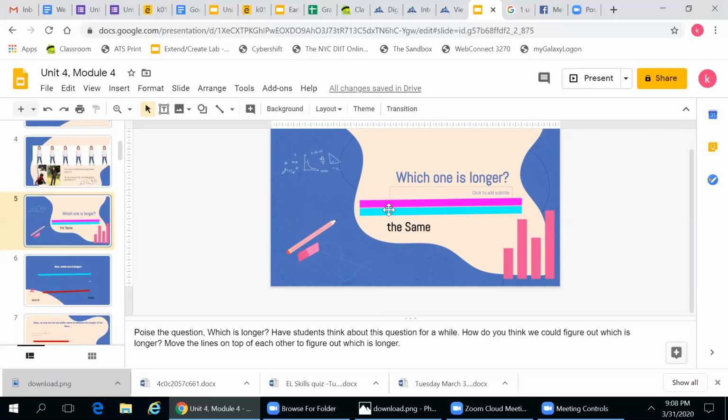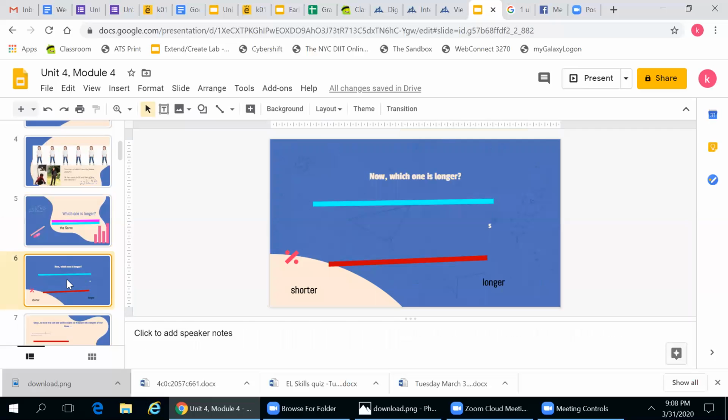Okay, so I'm going to give you another one. I'm going to change my slide and oh, wow. So I have a red line now and I have a blue line. Now which one is longer? I see the blue line up here and the red line down here, and I see two big words. I see shorter and I see longer, okay? So I need to put these labels on my lines. Remember, we always talk about labels. I have to figure out which one is shorter and which one is longer, okay?